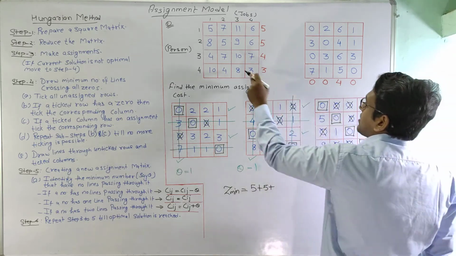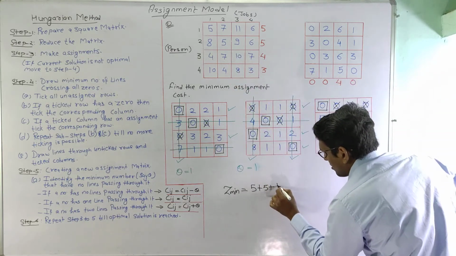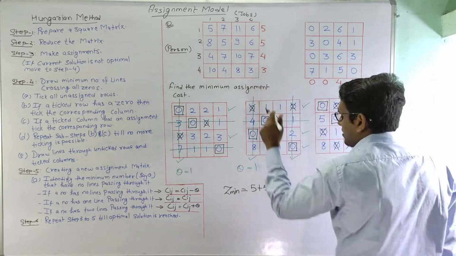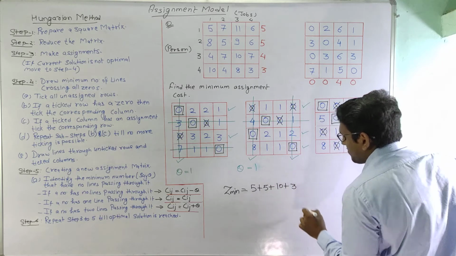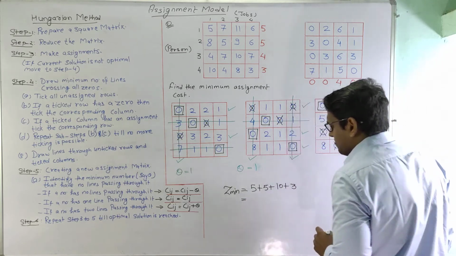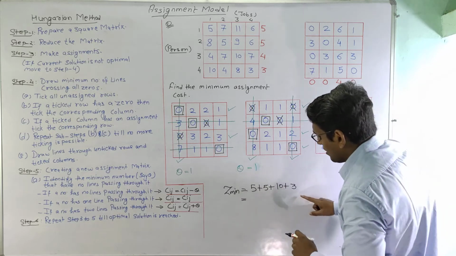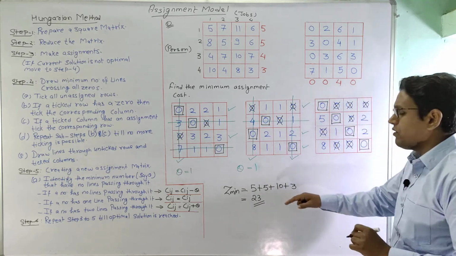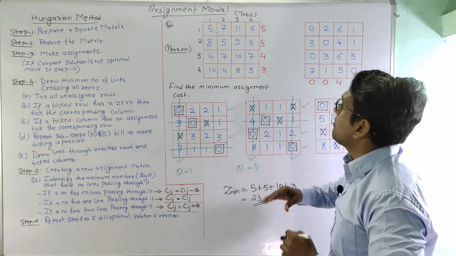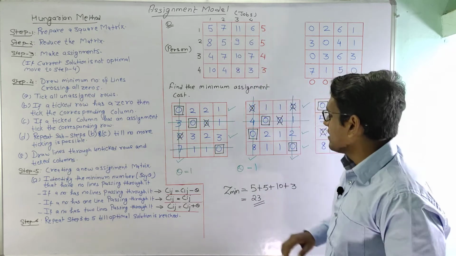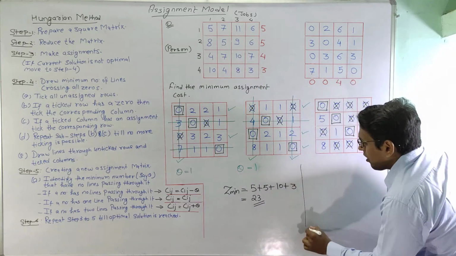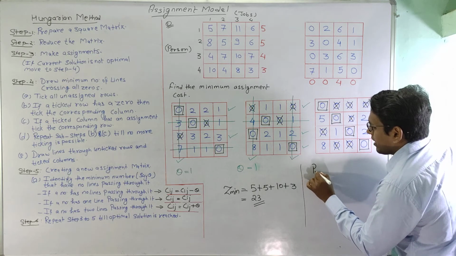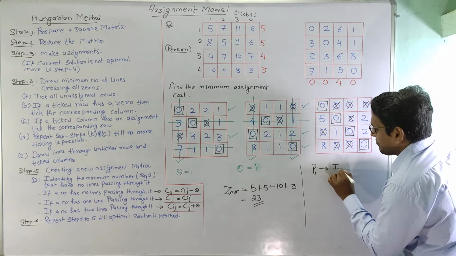Again this cell is having the value 10. So this is plus 10, plus this cell is having the value 3. So we are having plus 3. So after assignment, the value here is coming as 23, and this is the minimum value of z we can obtain for this particular matrix, and we are having an optimal assignment as person 1 has been assigned to job 1.